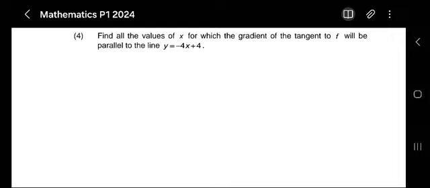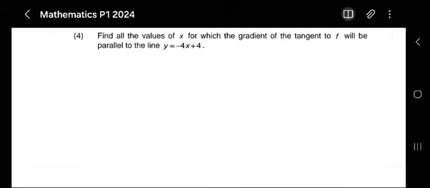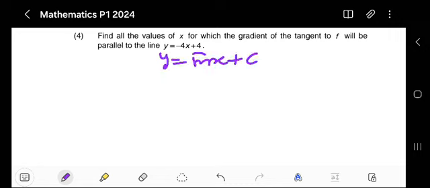The gradient of the graph and the gradient of the line we've been given will be equal. We check here: find all the values of x for which the gradient of the tangent to f will be parallel to that. Even if we found that, the gradient will be equal. Here, what is the gradient? Remember, this is a form of straight line. The gradient there corresponds to -4, so the gradient there must be -4, right?